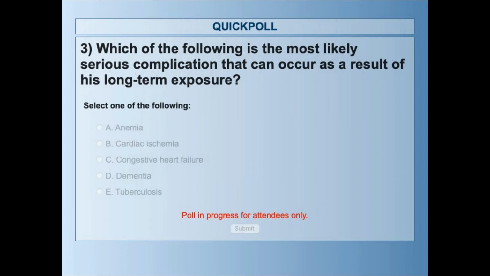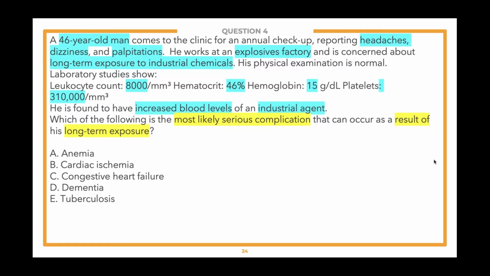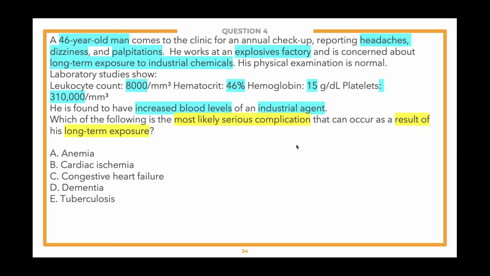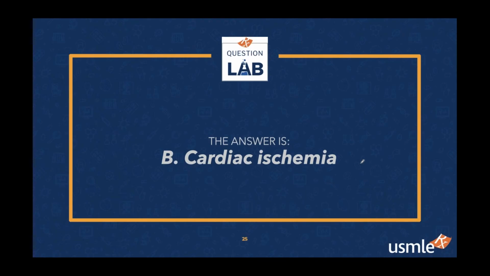All right, I see about half of you have selected a response so far. We'll give all of you a few more moments here. All right, let's take a look and see what you selected. Well, the favorite here with 43% was anemia, and second place with 25% we had cardiac ischemia. So let's see what the correct answer is. And the correct answer is B, cardiac ischemia, and 25% of you got it right. So challenging question indeed. Let's all pay attention as he breaks it down for us.